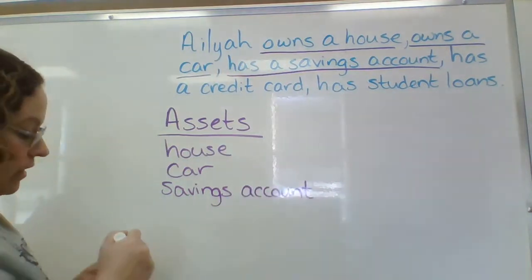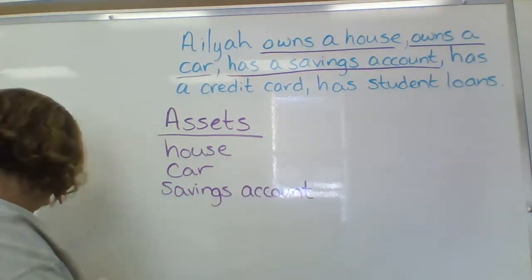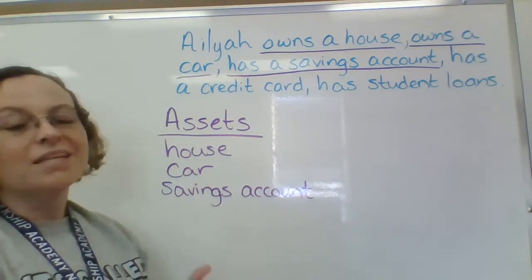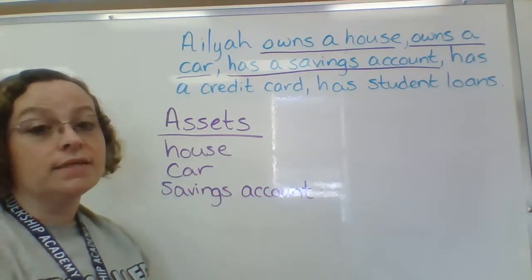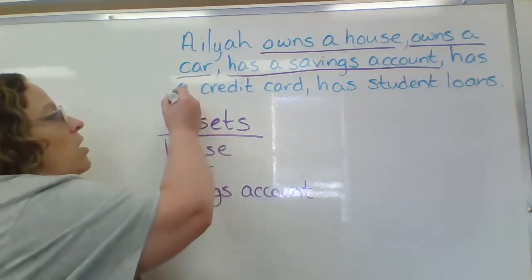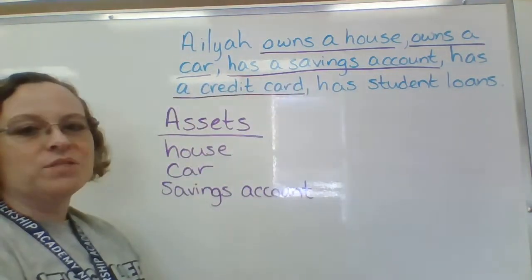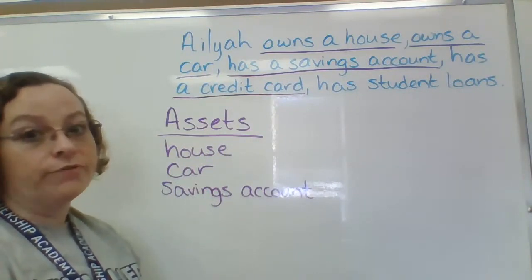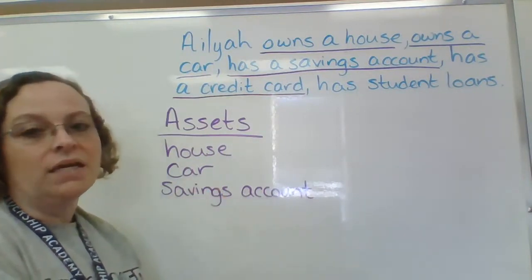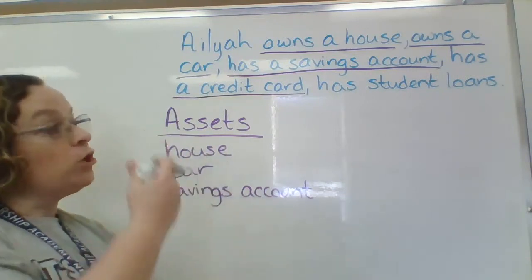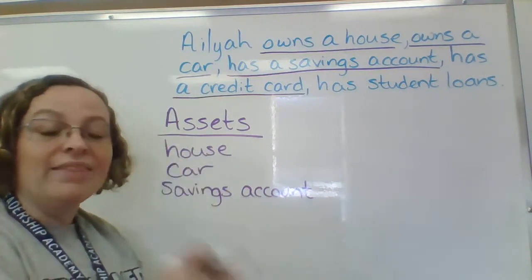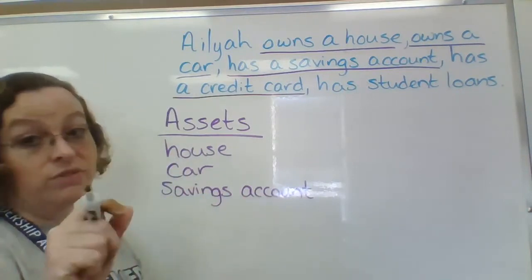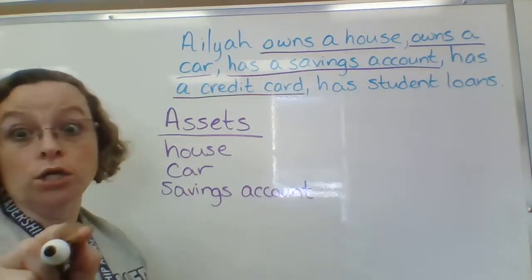Okay. Now let's talk about the liabilities. Now remember, liabilities are something you owe money on, that you have to make payments on. They're your debts. So right here, she has a credit card. What happens when we have a credit card? We make purchases on it, right? And then what? We have to pay it off. So we owe money. We have to pay that debt. So a credit card is a liability. And they're very bad. You should never get them. Just saying. Don't even go down that road. Do not get a credit card.